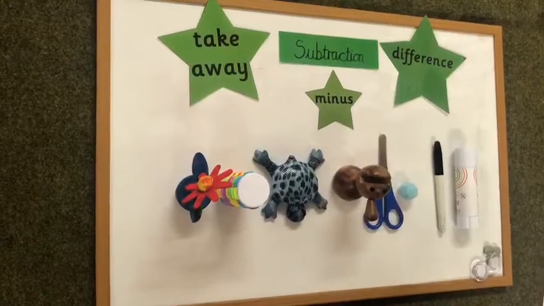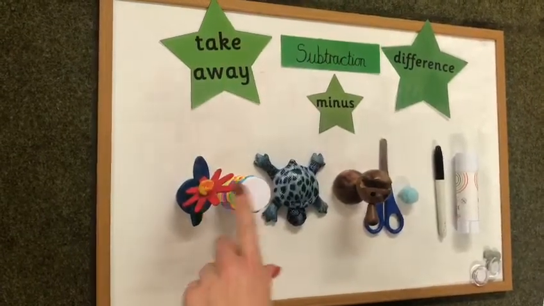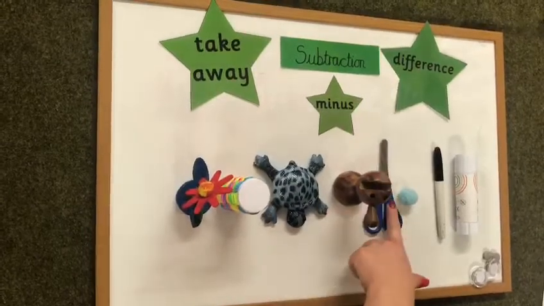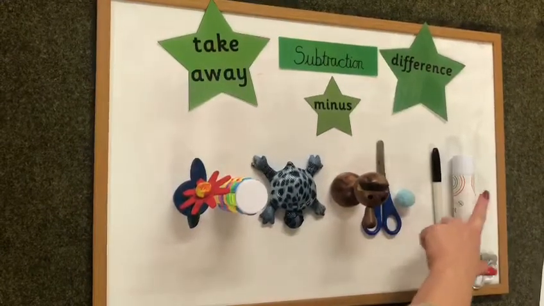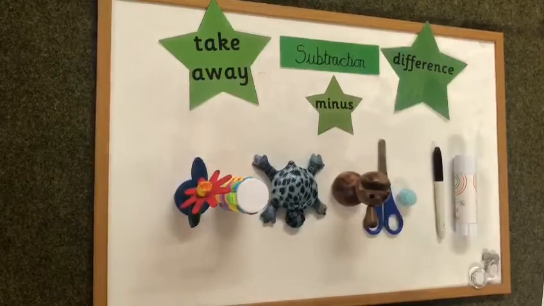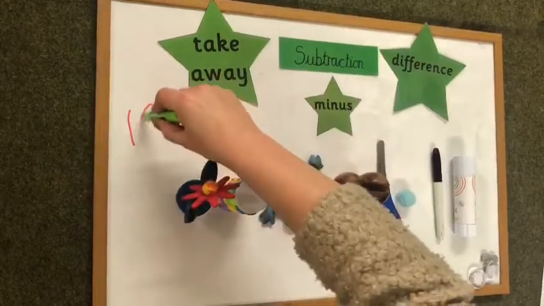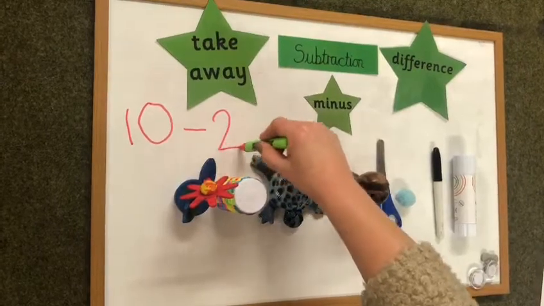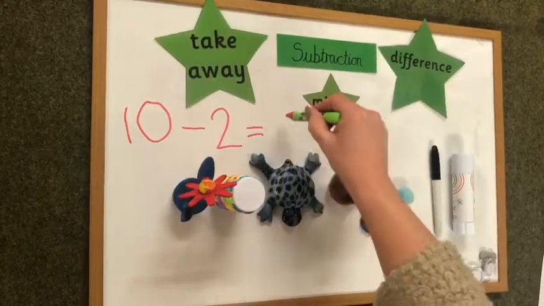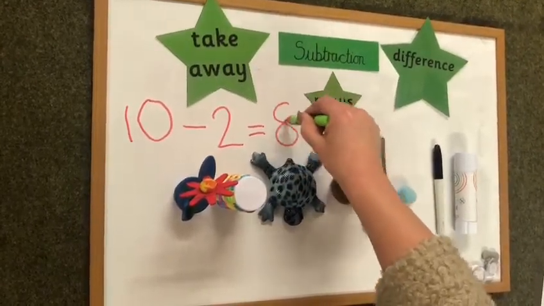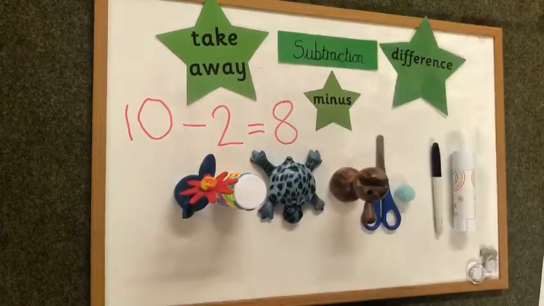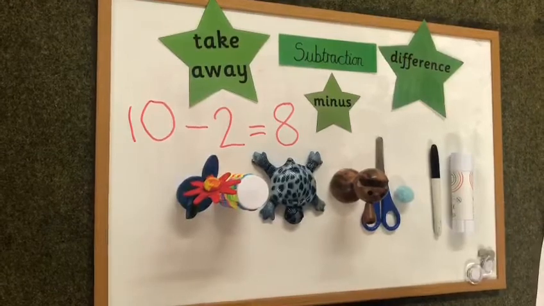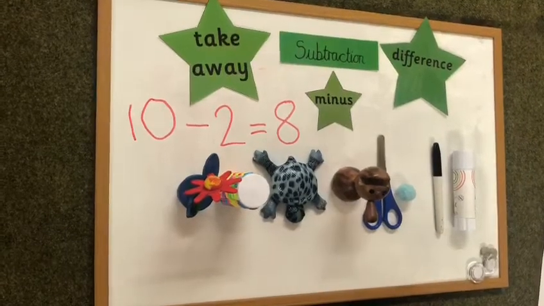Okay, so let's count my objects together. 1, 2, 3, 4, 5, 6, 7, 8. So we had 10 objects and we've taken away 2 of those objects and we've been left with 8. See if you can have a go writing the number 8 down. It's circle at the top, circle at the bottom. Looks a little bit like a snowman.